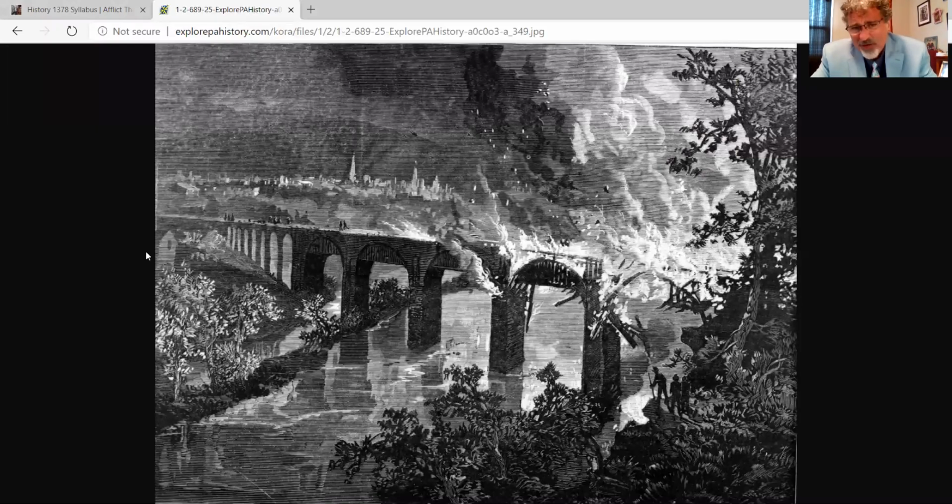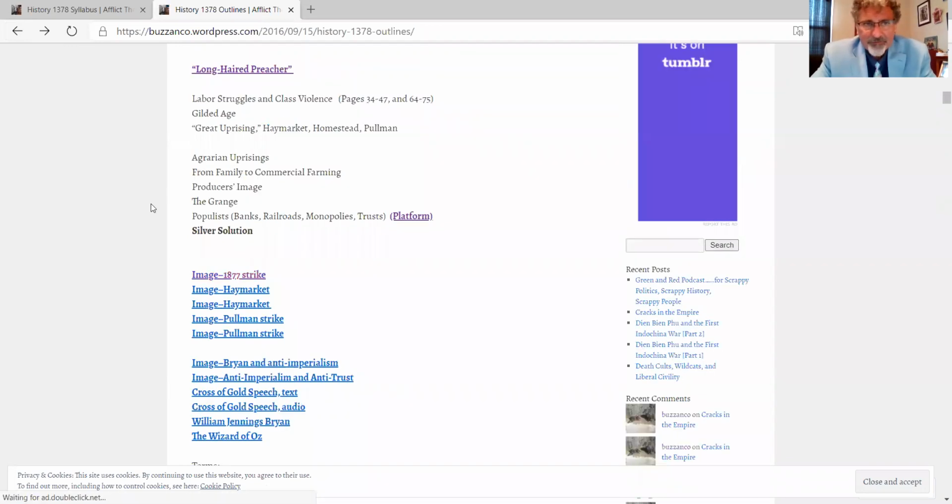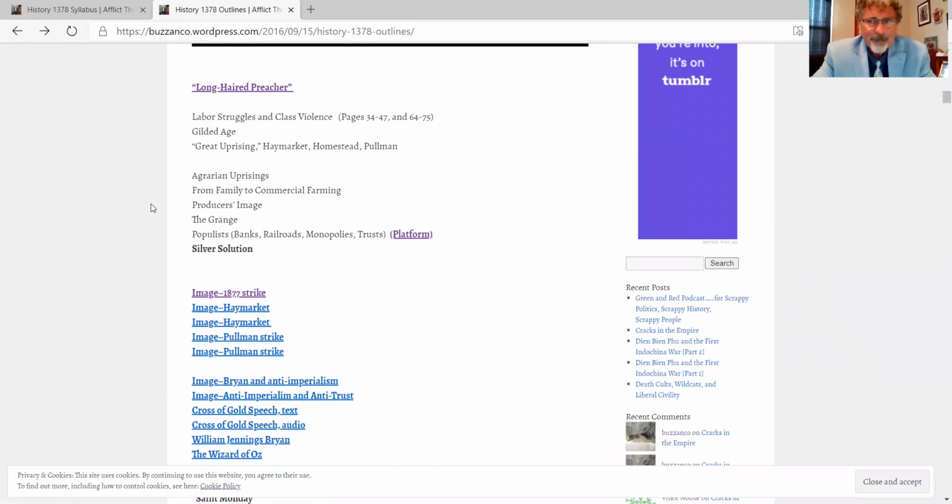So this is interesting, right? There is a bridge being burned down. Why is a bridge being burned down? To prevent the trains from going across. So strikers would burn down a bridge in order to monkey wrench, to mess up the operations of the railroad company they worked for. So it got very violent that way. That's from the 1877 strike, right? Eventually, the strike was suppressed.